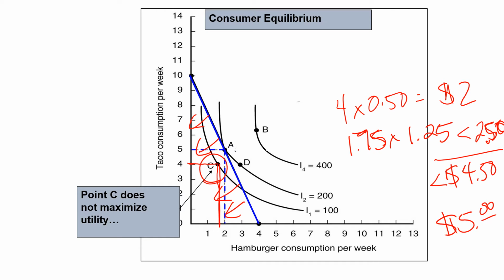And the consumer equilibrium states that we're going to maximize satisfaction while staying within our budget. We can maximize satisfaction by spending a little bit more money to max out our budget there. So anything below is less than the budget, and anything above the budget line is more than the budget.